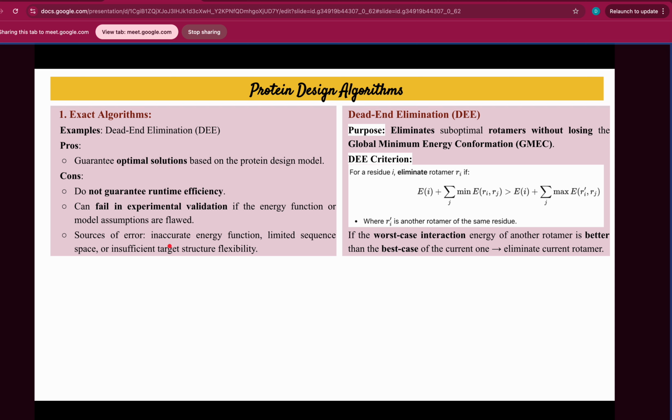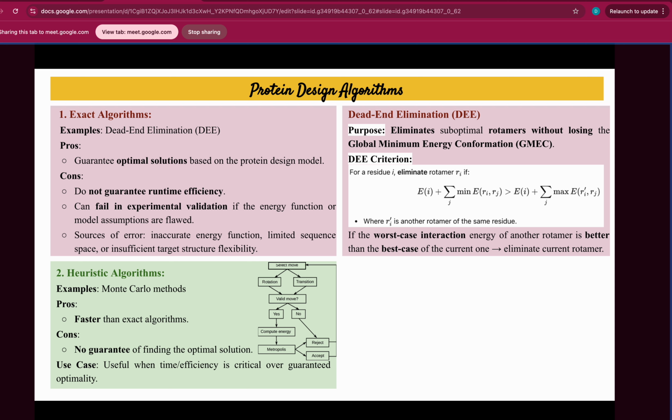And the sources of errors could be inaccurate energy functions. If the energy functions which you have considered are inaccurate, then it will complicate your results. Another source is limited sequence space or insufficient target structure flexibility. So these are some of the errors which can be observed in the exact algorithms while you are calculating the energy. And when you are comparing different conformations, then you might pick a conformation which is not the right one due to the error in these function values.